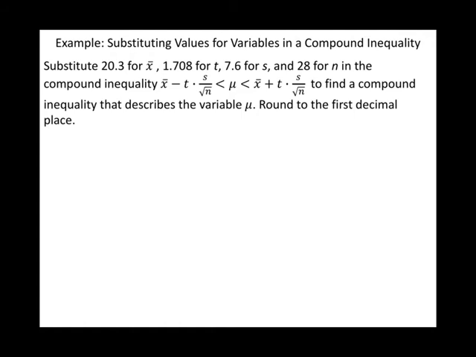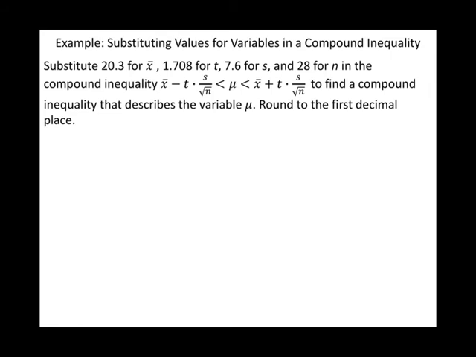Okay, another example. Substituting values for variables in a compound inequality. So I have the compound inequality. Look at this guy. I do have 2 inequalities in here. And actually, if you look at it, you could consider this is going to be the 2 equations. First equation, that will be x bar minus t times s divided by the square root of n, strictly less than the mean. This is the first equation. Second equation, that will be this one. The mean less than x bar plus t times s over square root of n.